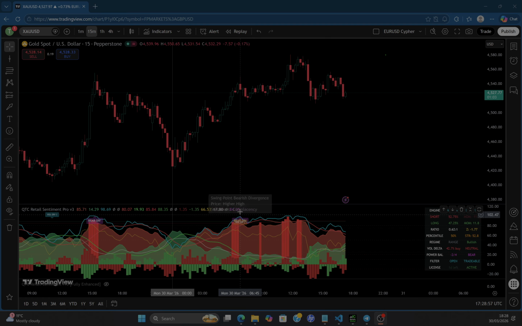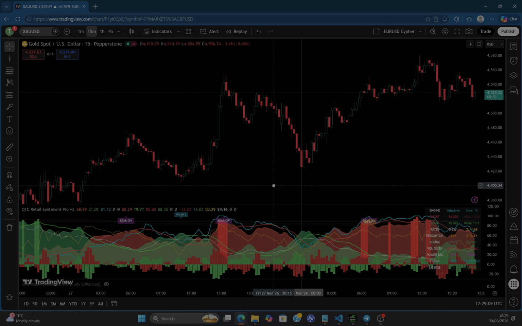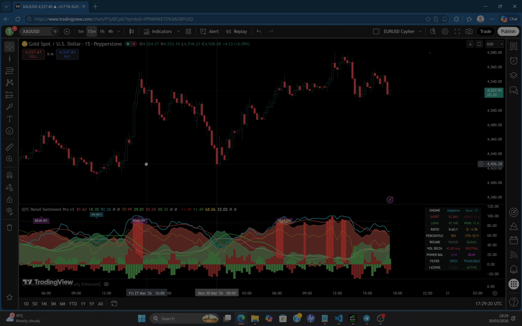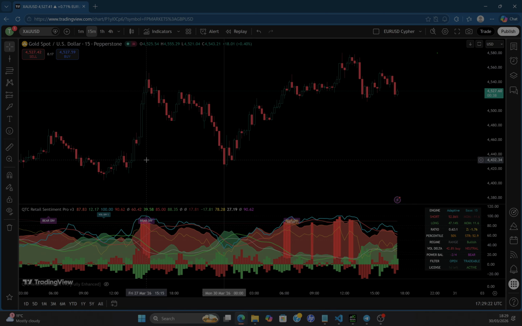I'm sharing some trade examples on the signals that are generated by the sentiment indicator. As I mentioned in the previous video, there are two types of signals. One is volume divergence, and the other one is sentiment divergence. The way they work: the sentiment divergence signal appears after 3 bars, and the volume divergence appears after 5 bars.